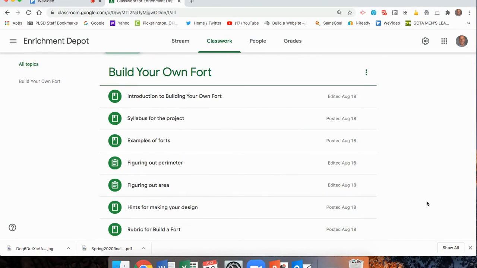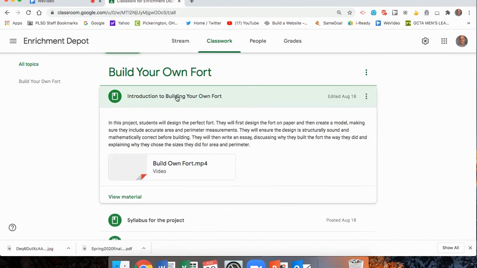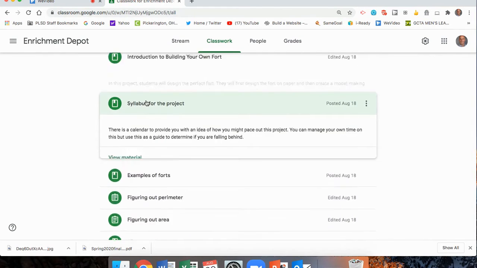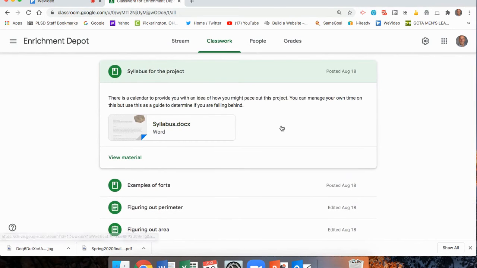So here's an LMS system that a lot of people use, which is Google Classroom. So for this particular project, building your own fort, I had to break it down into parts so that students can see the progression of how to work on the project. So I had an introduction to the building of their fort. And if you went on that, there was a video of me explaining what the project was. There was a syllabus so that students were clear on what the expectations were, and included with that was a rubric.